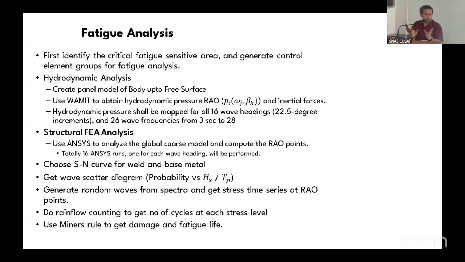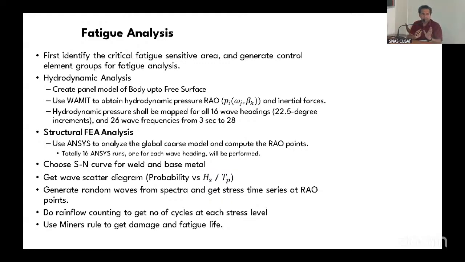And I'll just go over it on a broad basis in the industry. So first of all, you identify the critical fatigue sensitive area, and that comes from engineering judgment. For example, in the previous model, the bottom of the tower is somewhere where you will have a lot of stresses. You also try to find out what is causing the fatigue, what the cycles are. Is it the wave, is it the wind? And usually in the wind turbine, it's the wind that is fatigue driven.